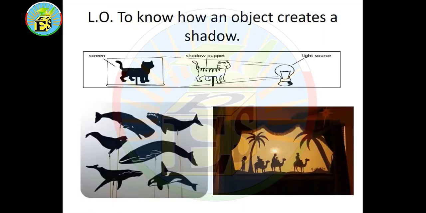To know how an object creates a shadow, I will explain here. For example, this is the light source, a bulb. This is a cat puppet. What happens when the light from the bulb passes through it? You will see this. Light cannot pass through solid objects. Solid objects always block the light. This cat area will block the light, so the shadow of the cat will form. From the other way, the light passes through, so no shadow will form. Only this surface will block the light and the shadow of the cat will form.